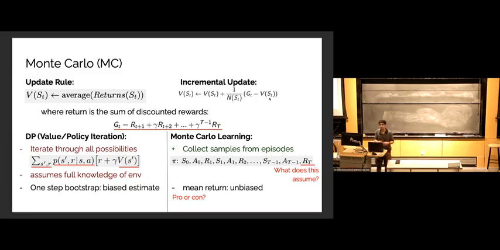And an important distinction between the two is that DP has a biased estimate because it uses a one-step bootstrap, whereas Monte Carlo is an average over a bunch of returns and thus is unbiased, but it has a lot higher variance. And an important thing about Monte Carlo learning is that it assumes that all trajectories are episodic, so that means it terminates at some state t.